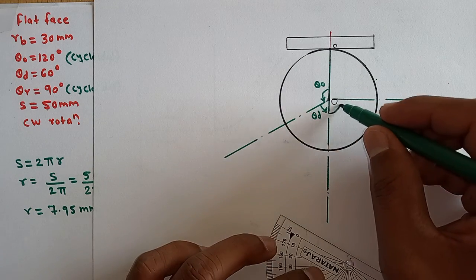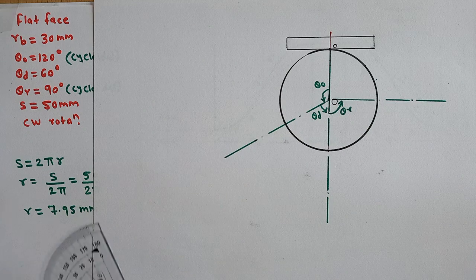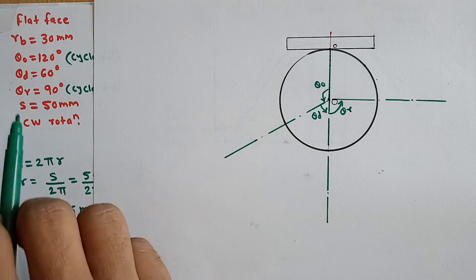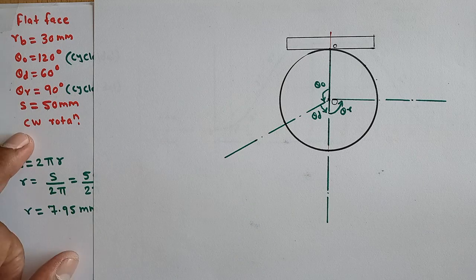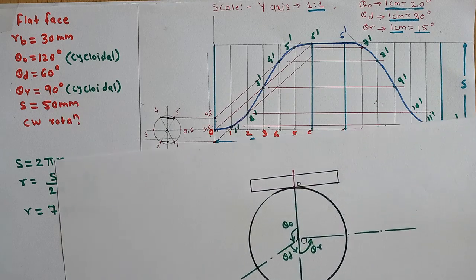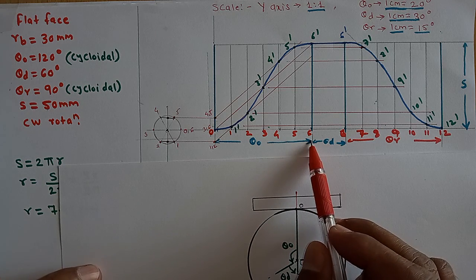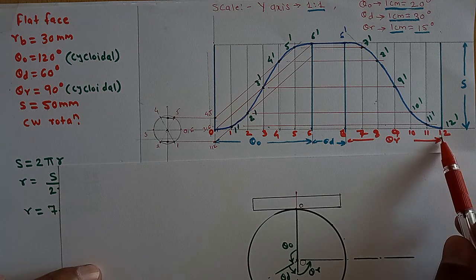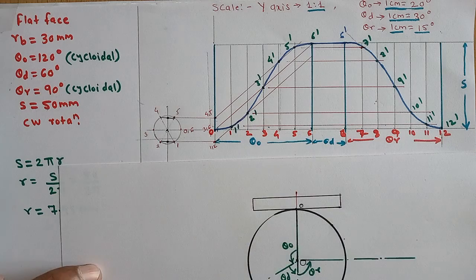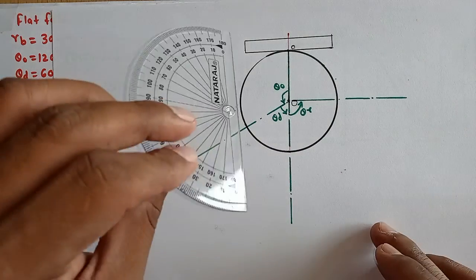So this is theta R, return stroke of 90 degrees. We have divided the circle in counterclockwise sense because the cam rotates in clockwise sense. Now in the displacement diagram, we have divided the x-axis outstroke angle 120 degrees into 6 equal divisions, as well as the return stroke angle into 6 equal divisions. We will do the same in the cam profile diagram.